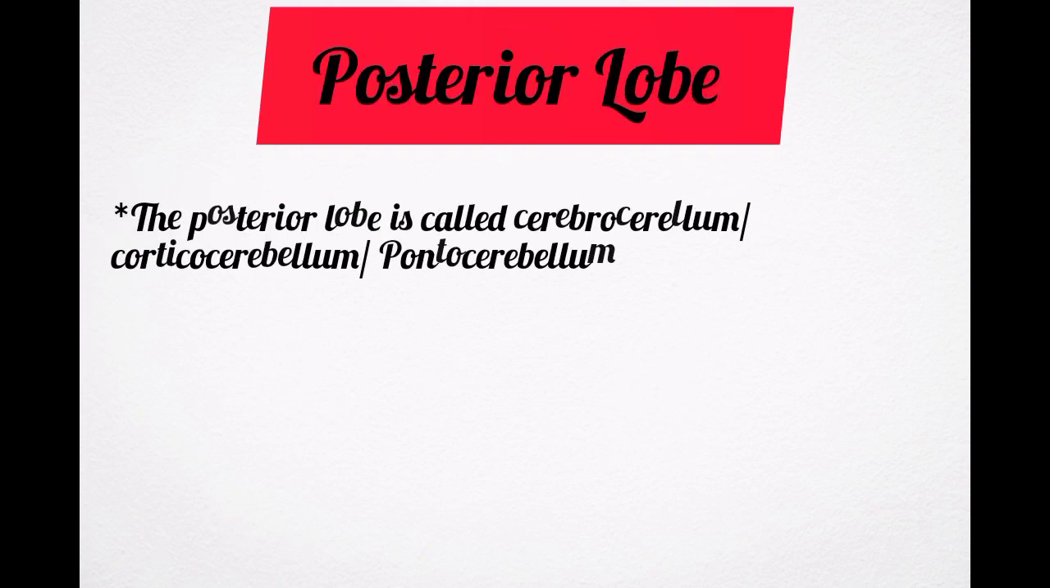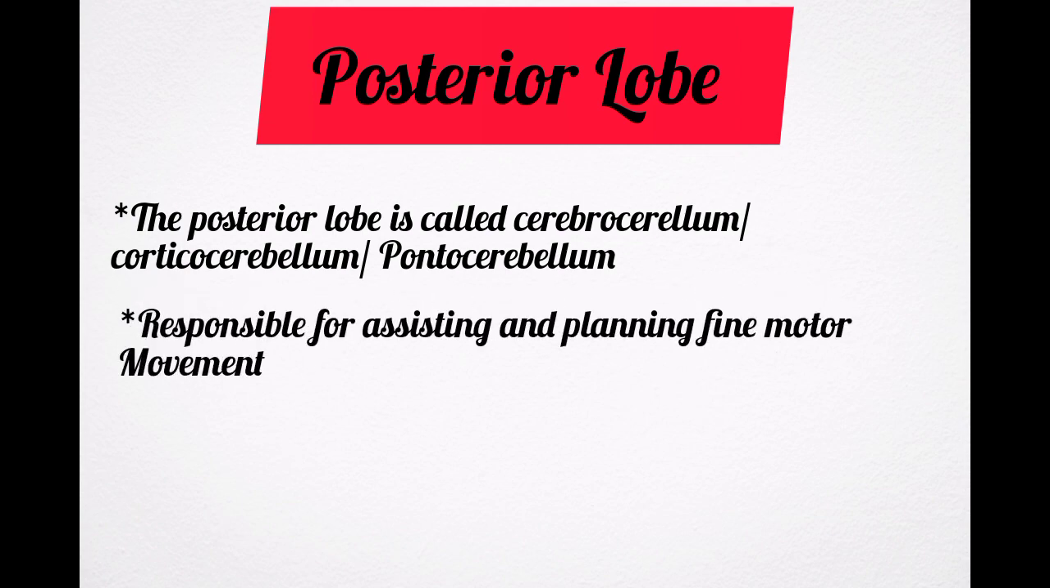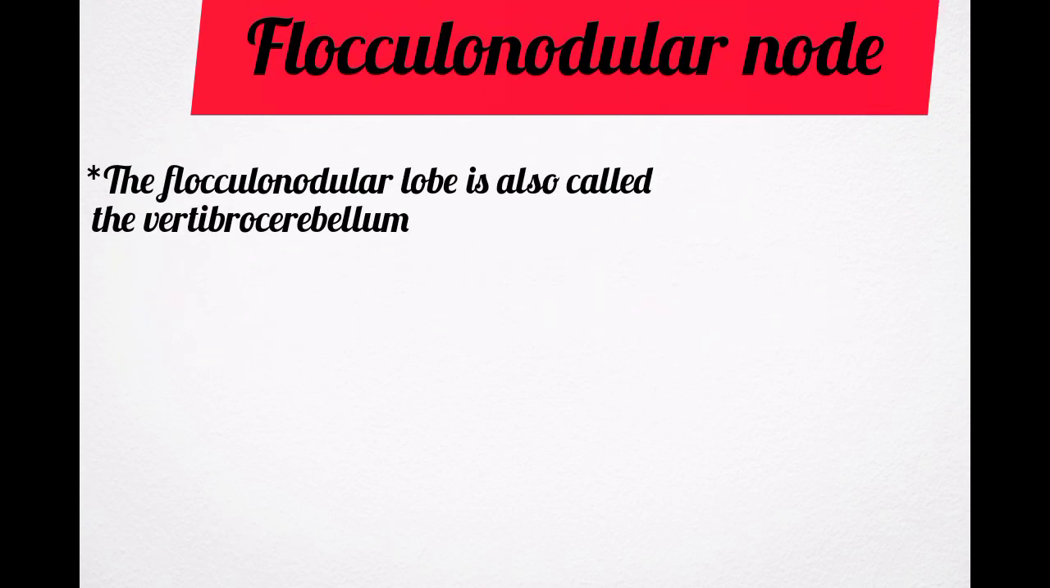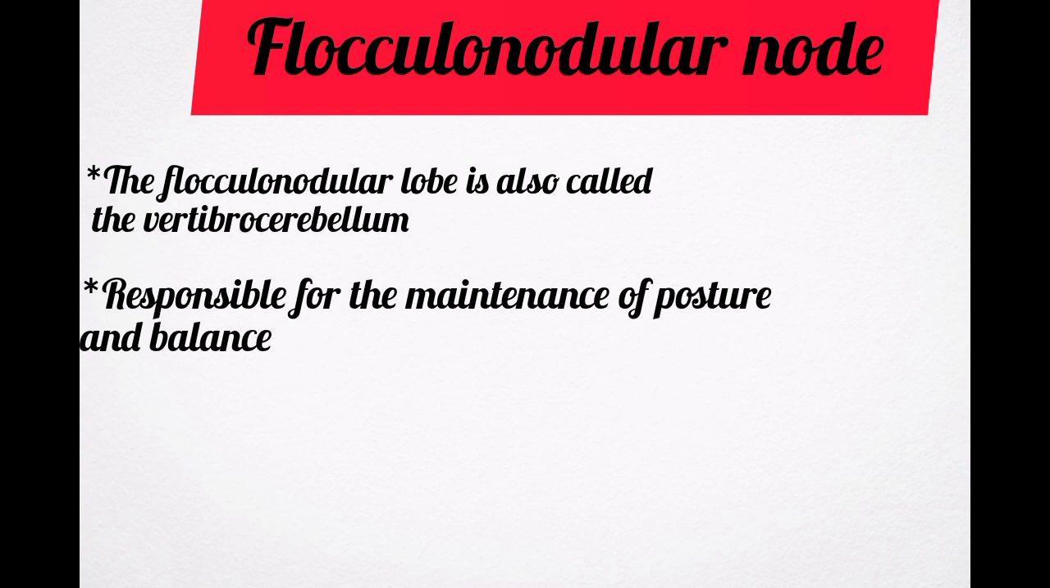Now, the posterior lobe is also called the cerebrocerebellum, or we can call it the corticocerebellum or the pontocerebellum. It is responsible for assisting and planning of fine motor movements. Now, the flocculonodular lobe is also called the vestibulocerebellum. It is responsible for the maintenance of posture and balance. It contains the central part of the vermis, which is called the nodule, as well as two flocculi, and that is where it actually got its name from.